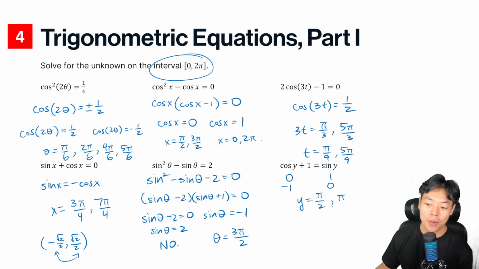Is there any other number that will work for this that we know on the unit circle? Let's think. Well, cosine of y cannot be 1 because then 1 plus 1 will equal 2 and sine of y will never equal 2. Let me know down in the comments if you can think of any others without using a calculator.